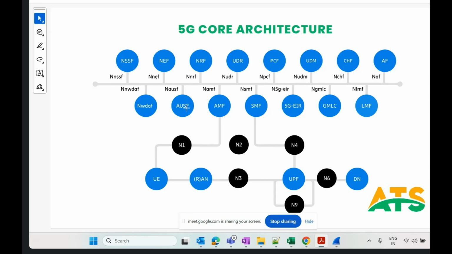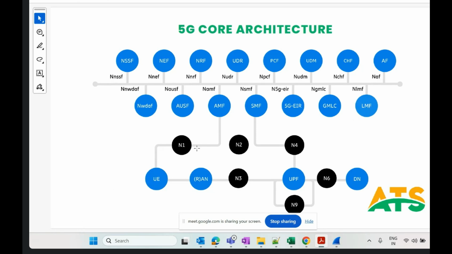AUSF is for authentication. AMF is the mobility management. This is the session management function. This is the equipment identity register. This is for tracking your location, and LMF is also the location management function.